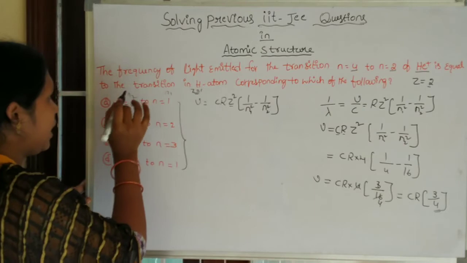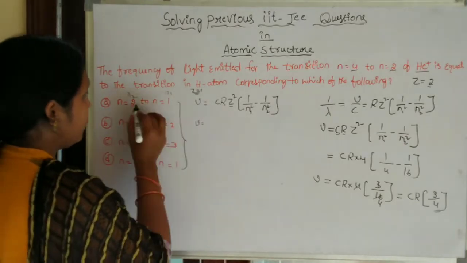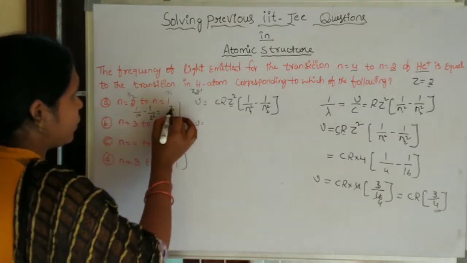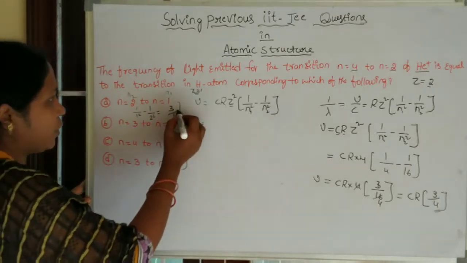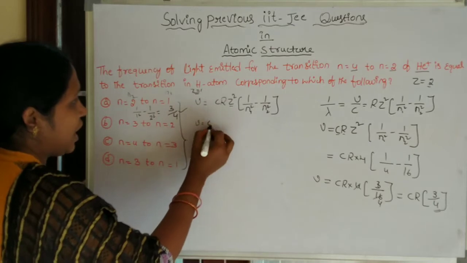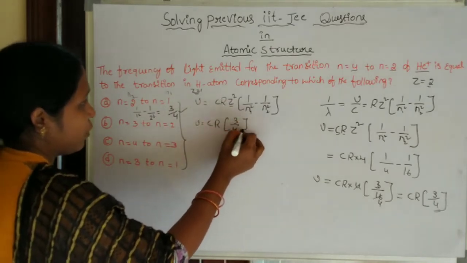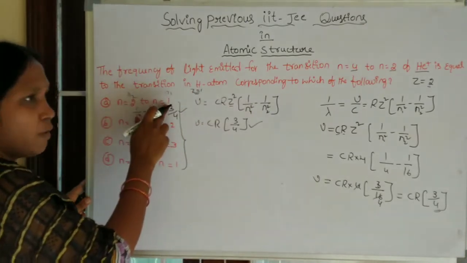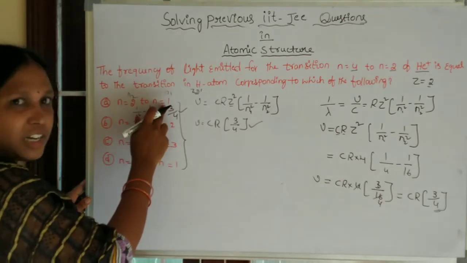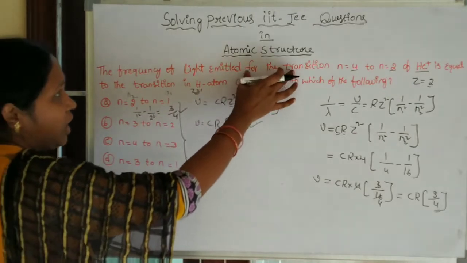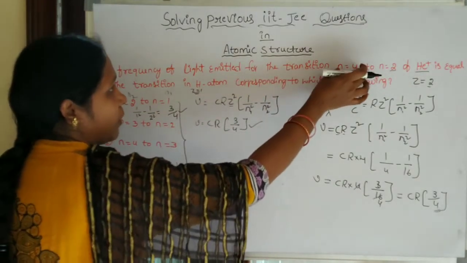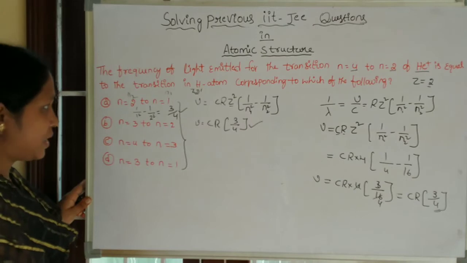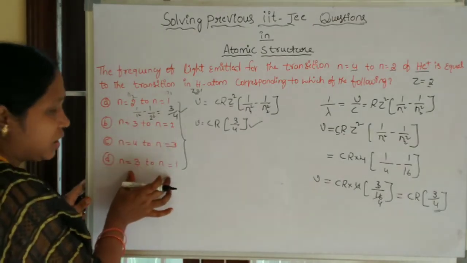So we only need to calculate 1 by n1 square minus 1 by n2 square. This is n1, this is n2. For the first one, 1 by 1 square minus 1 by 2 square equals 3 by 4. So nu equals C R into 3 by 4. That means in hydrogen, when the electron drops from the second energy state to the first energy state, it emits light with a frequency equal to that of the electron dropping from the fourth to the second energy state of He plus. Both are the same. Now we will check the remaining three options also.